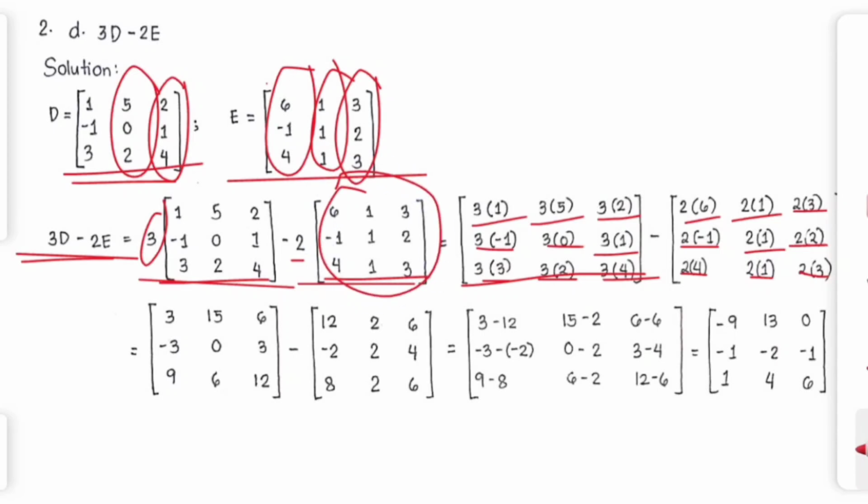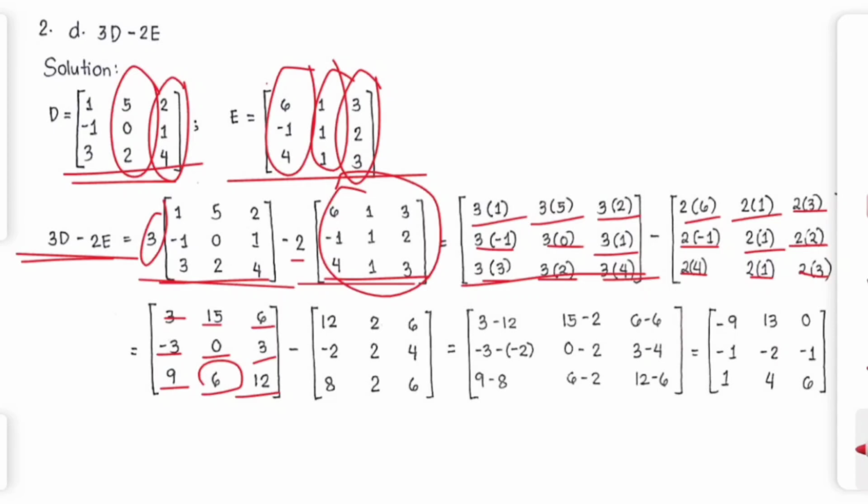After that, we can get the product of these two. So we get 3 multiplied to 1 is equal to 3. And then 3 multiplied to negative 1, we have negative 3. 3 times 3 is equal to 9. 3 times 5 is equal to 15. 3 times 0 is equal to 0. 3 times 2 is equal to 6. And then 3 times 2 is equal to 6 also. 3 times 1 is equal to 3. And then 12 will be the product of 3 times 4. So now we get the product of 3 and the matrix D.